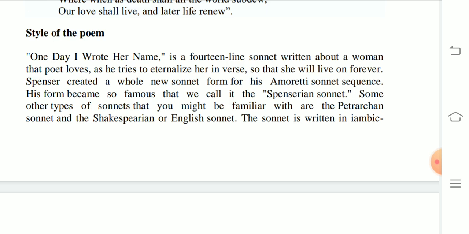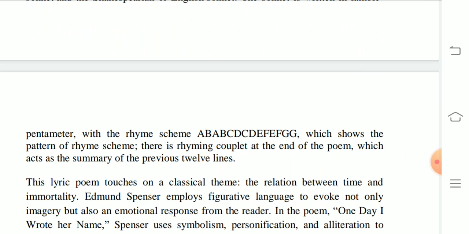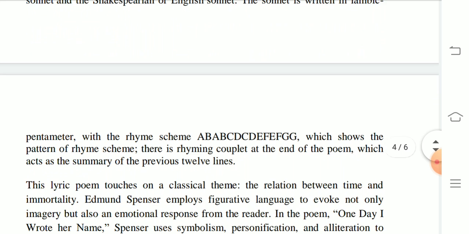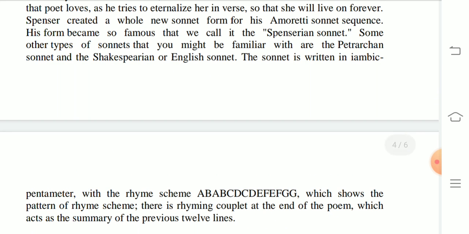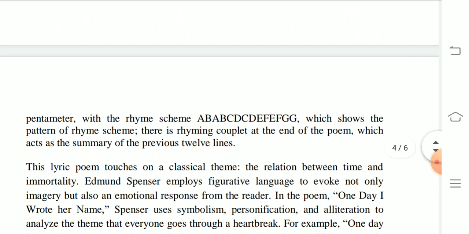The sonnet is written in iambic pentameter with the rhyme scheme AB, AB, CD, AB, AB, BC, BC, CD, CD and EE. This I am talking about the Spenserian sonnet with its rhyme scheme. If we talk about a simple sonnet, that is a Petrarchan sonnet, written in iambic pentameter with the rhyme scheme AB, AB, CD, CD, EF, EF, GG, which shows the pattern of rhyme scheme.